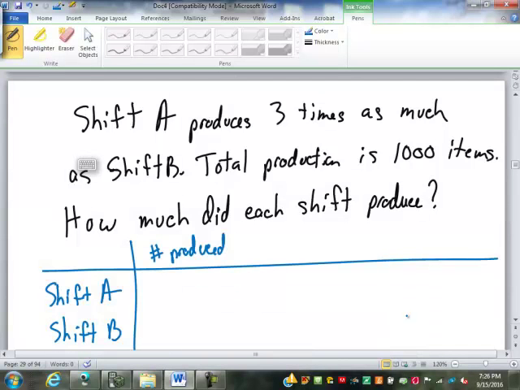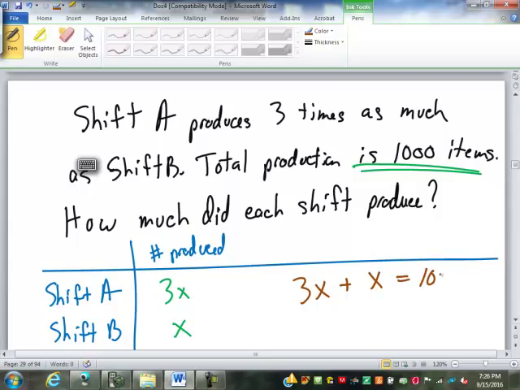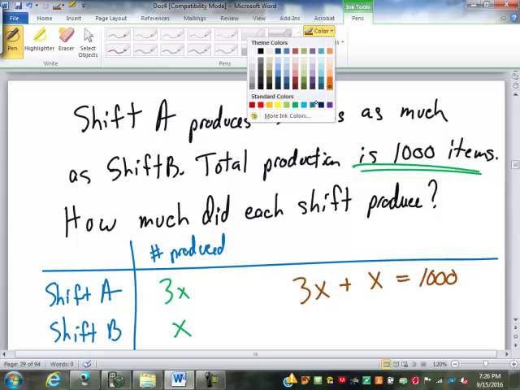So we've got shift A and shift B, and we have the number produced. Here's a case where one is referenced off the other. So which one is going to be X? Number produced by shift B. Shift A will be 3X. Now we have a total. Is that total representing the number produced? Yes, it is. So I don't need to do anything else with this. I add together 3X from shift A plus the X from shift B to give me the total of 1,000. What do I do from there?